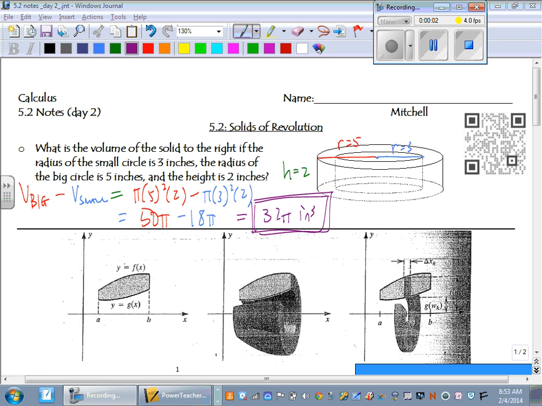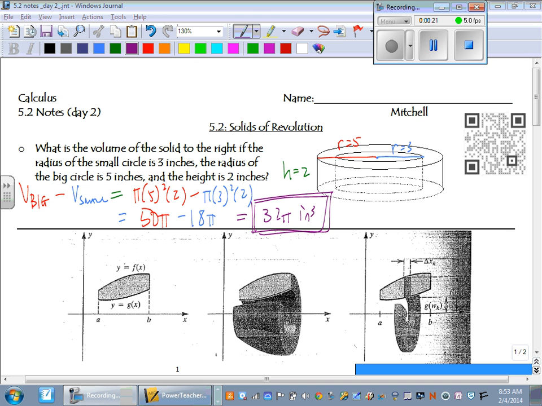So for this one, we're just taking the volume of the big cylinder, which ends up being pi times 5 squared times 2, minus the volume of the small one, to find the volume of that whole solid. Right? Big minus the small. And we end up getting 32 pi inches cubed.